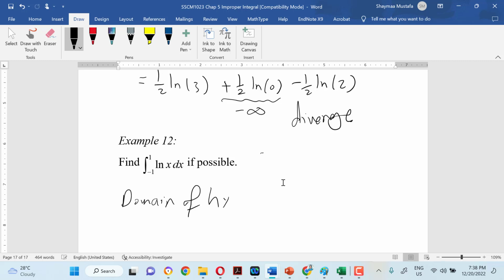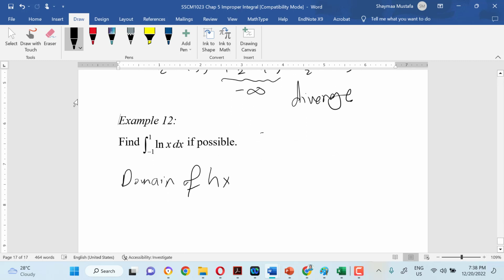The domain of the function ln x is from 0 to infinity. So from minus 1 to 0 the function is undefined. So this one is not possible.